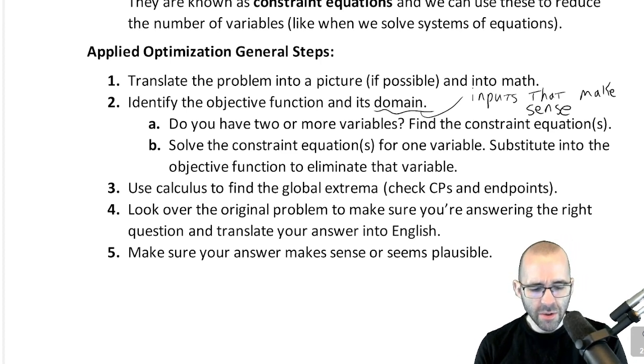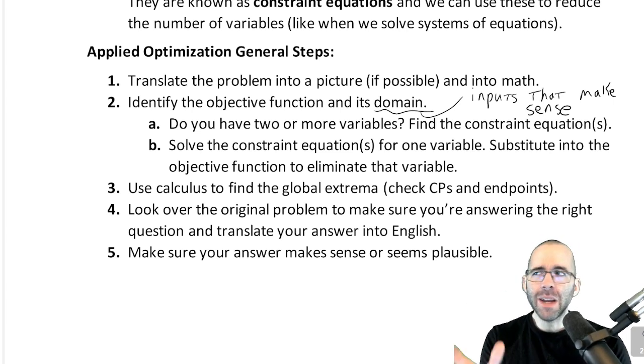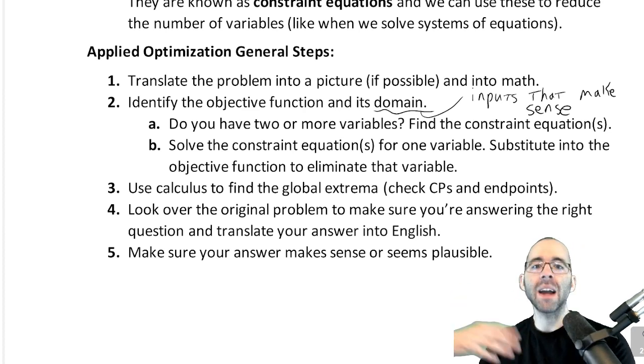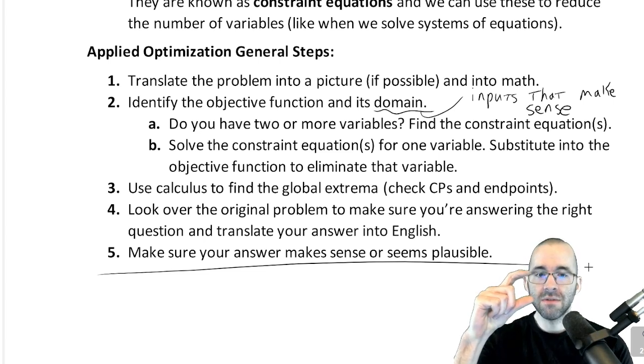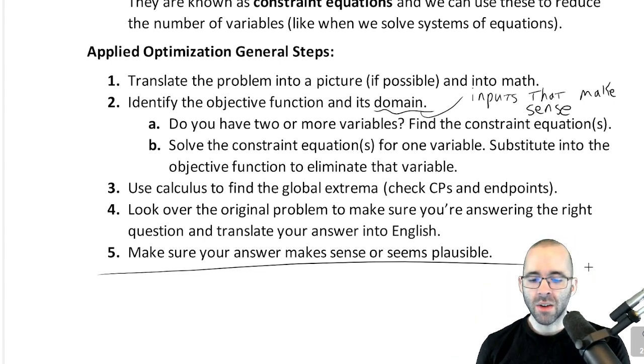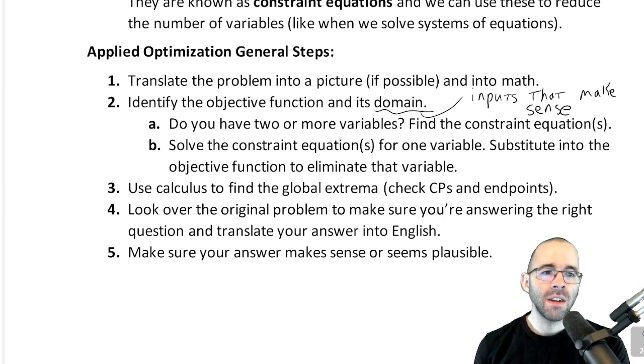And then make sure to look over the original problem. Make sure we're answering, it's easy to forget what we're actually doing, right? What are we actually trying to answer? What question is being asked? And then we'll convert math back into English and then double check that our answer makes sense. We're not saying that we're going to build a building that's 2 inches tall. We're not going to optimize our profits by producing one item. That would be silly. We're not optimizing our profits by selling 2.735 items. That doesn't really make sense either. Stuff like that. Okay, so this is the general outline.